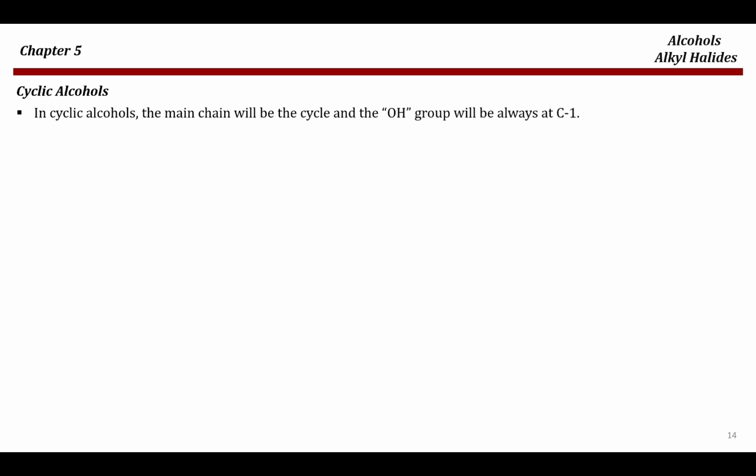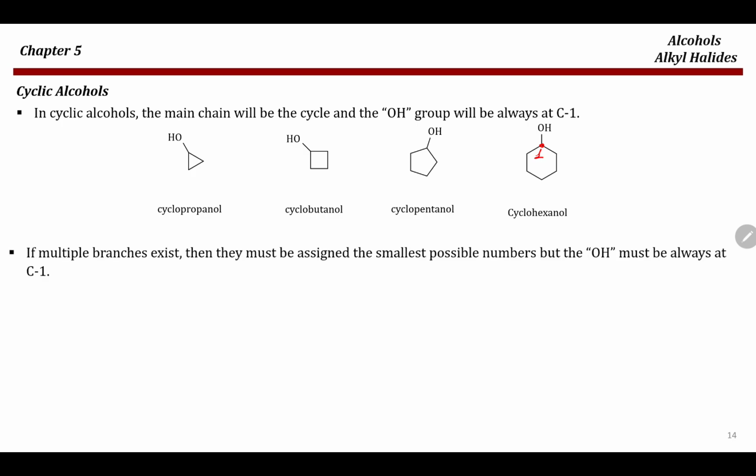If the alcohols were cyclic, then in this case they will be called cycloalkanols, and the OH group will definitely be at position number 1. So this is cyclopropane with an alcohol group. This is cyclopropanol, cyclobutanol, cyclopentanol, and cyclohexanol. Always in cycles, your OH group will be at position 1, and that's why you don't have to put number 1 here. If we have branches, then the branches should be given the smallest possible numbers, but the OH group will always be at position 1.